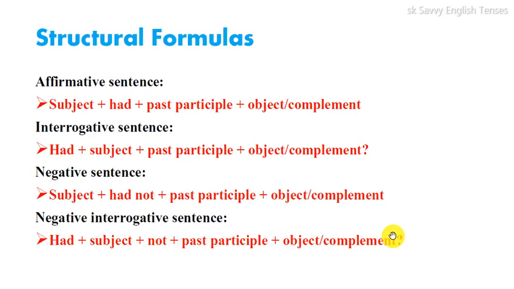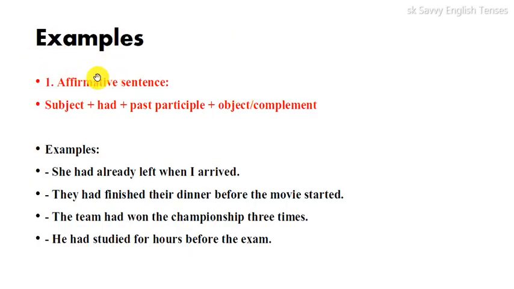Okay, so let's make sentences according to the given formulas in the past perfect tense. The first one is the affirmative sentence, and you know the formula for the affirmative sentence, that is subject plus had plus past participle plus object. And so we can make sentences according to this formula.